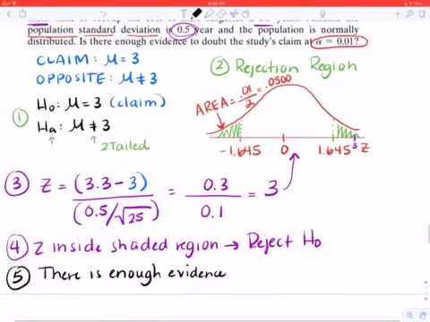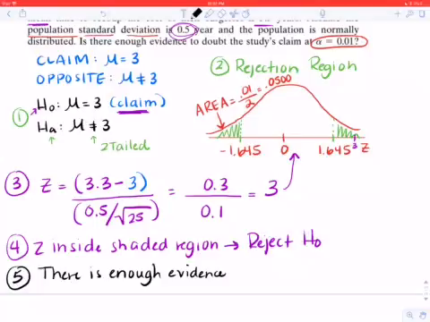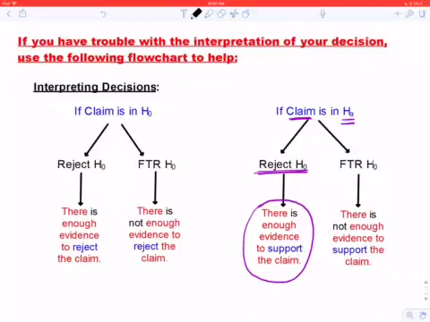But in this case, notice that your null hypothesis is also your claim. So when the claim is in the null hypothesis and you reject that null hypothesis, that means that you are rejecting the claim that was being tested. Now again, you can use my flow chart here to kind of help you through until you get used to how this goes, because the interpretations are pretty much the same.